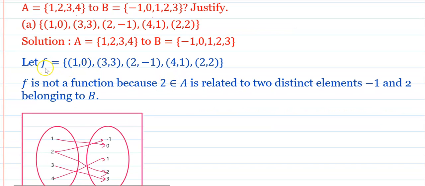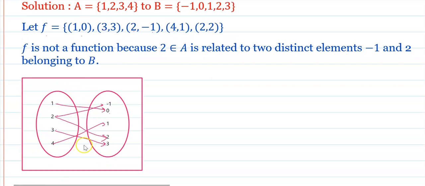The question: f is defined, that is, 1 is related to 0, 3 is related to 3, 2 is related to minus 1, 4 is related to 1 and again 2 is related to 2. Okay, f is not a function here because 2 has two images in the other set B.